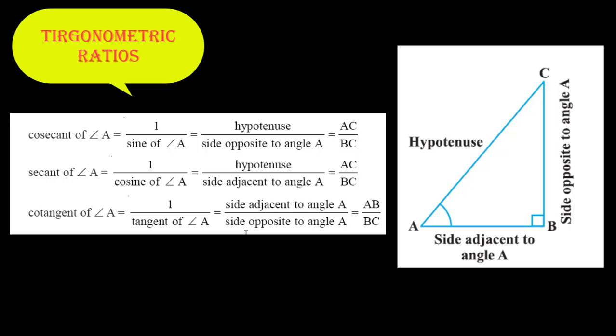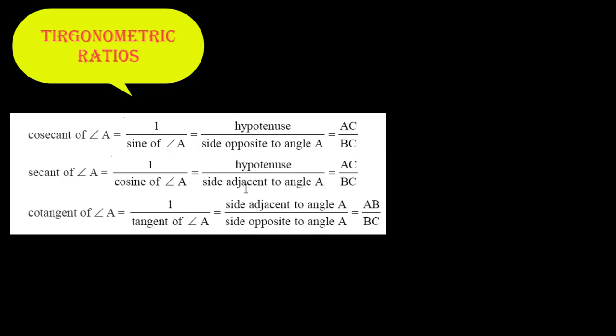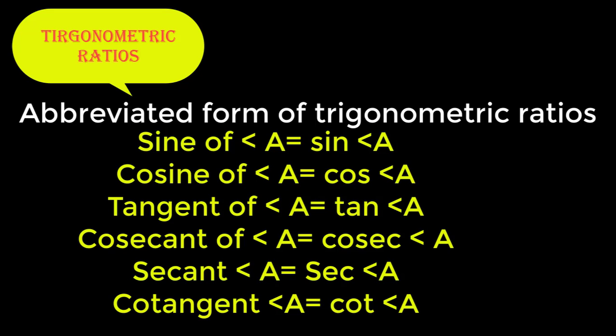Instead of saying sine of angle A, cosine of angle A, tangent of angle A, cosecant of angle A, secant of angle A and cotangent of angle A, we have abbreviated forms of these ratios. Sine of angle A is sin A, cosine of angle A is cos A, tangent of angle A is tan A, cosecant of angle A is cosec A, secant of angle A is sec A, and cotangent of angle A is cot A respectively. You need to understand this.